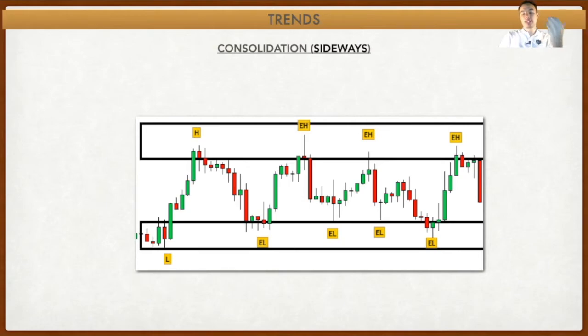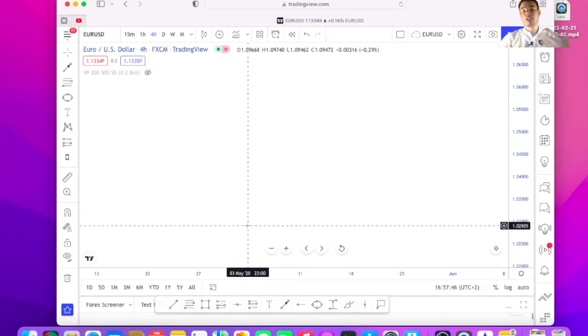So here's a practical example. As you can see, low, high, and then it forms these equal highs and these equal lows, going nowhere. Right? Remember, I told you it's areas. It is not exact levels. So that's why you'll see some of them are just a bit high, just a bit low. Right? Here's an example of basically consolidation.